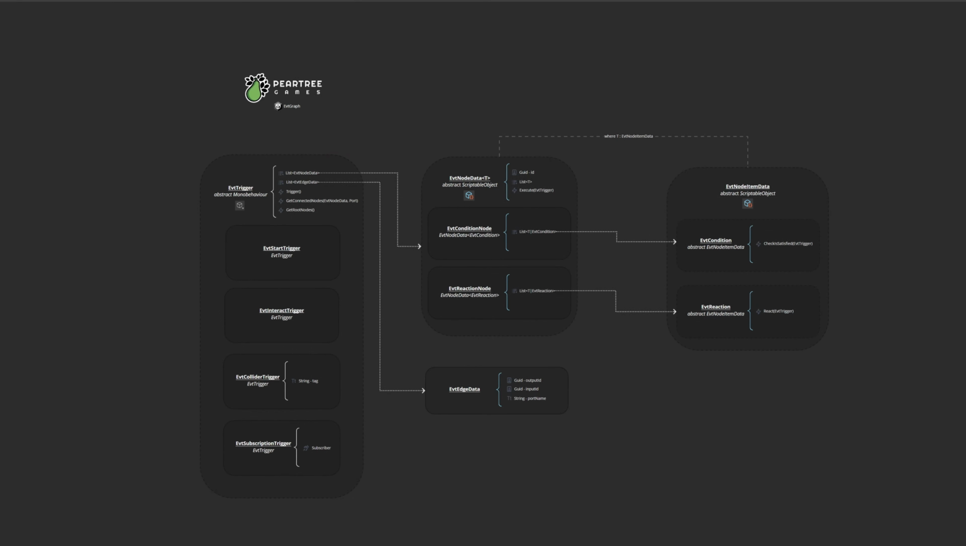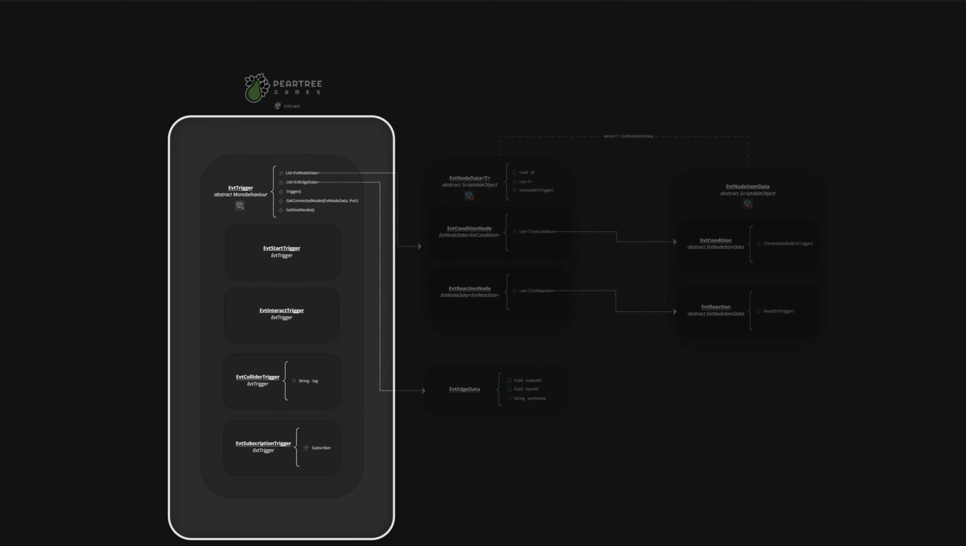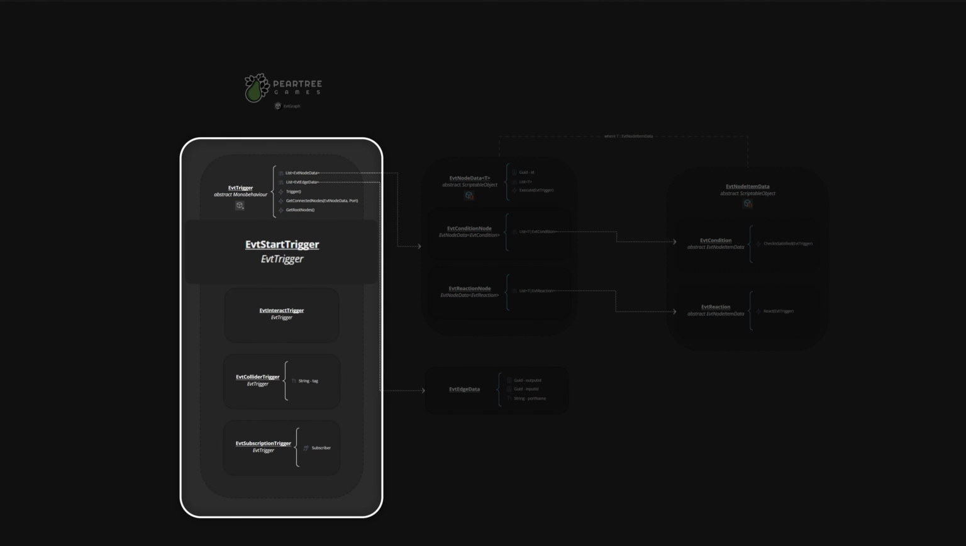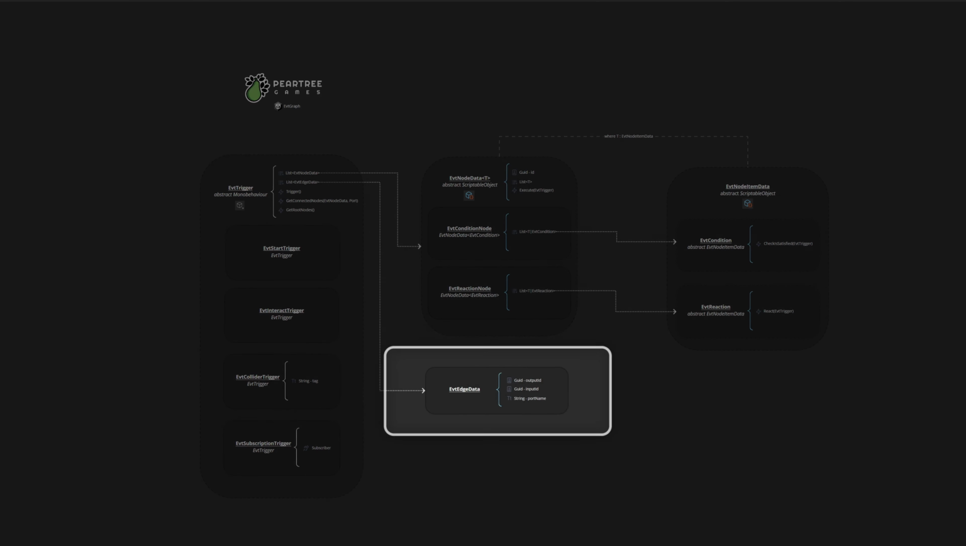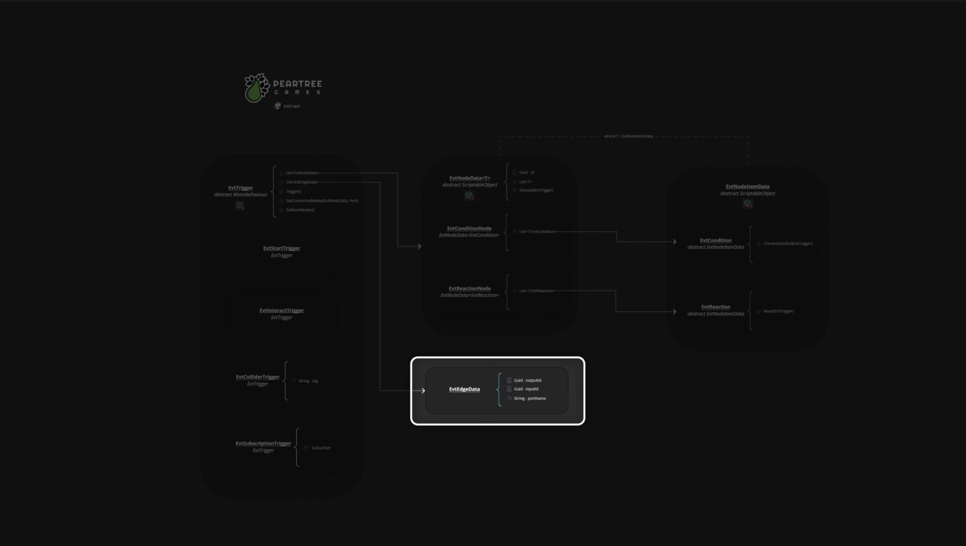Our graph is made up of 4 components. A MonoBehaviour, which triggers our graph either on start, by a player interaction, a collider, or an event subscriber. Our trigger contains the entire graph in 2 lists, an event node data list of scriptable objects, and an event edge data list. An edge simply has an output and an input ID and an output port name. Since each node will only have one input, we don't need to keep track of that.